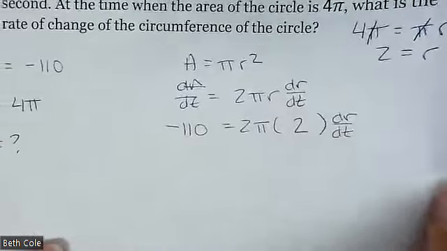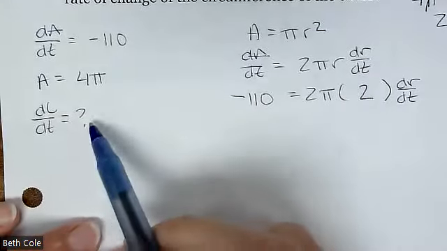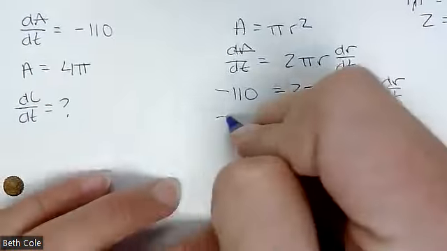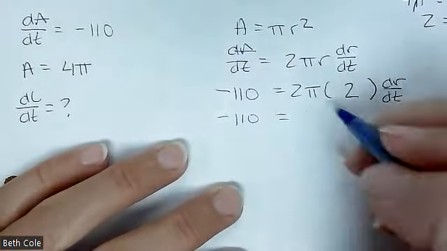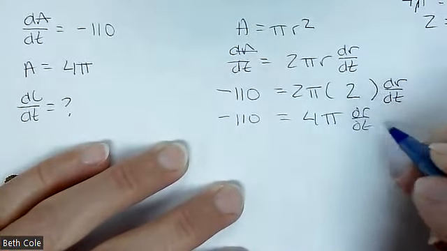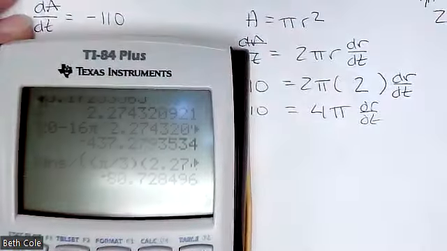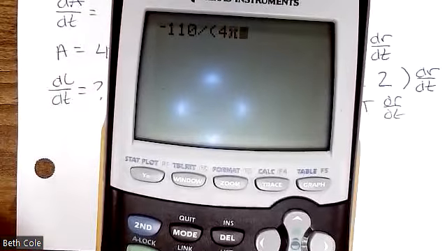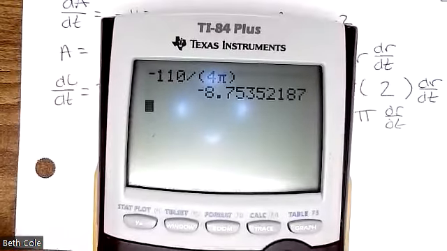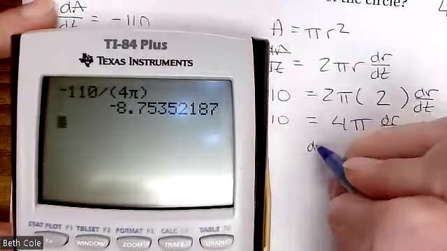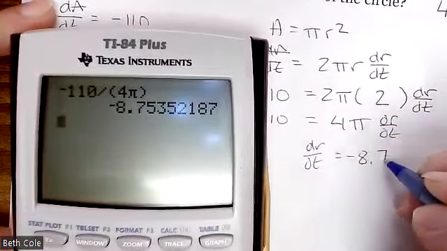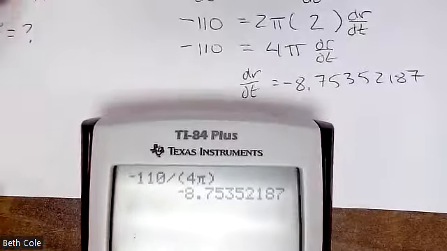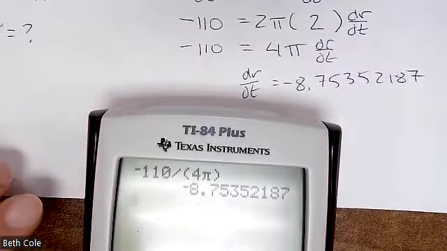Now, I know this feels kind of like, where are we going with this? Like you're solving for dr dt, and that's not what we need. But trust me, we're going to need that to answer the other part of the question. So kind of just like trust the process. So this would be negative 110 equals 4 pi dr dt. And then I'm going to divide by 4 pi. So clear all this out. We've got negative 110 divided by 4 pi. So that is our dr dt. And again, you're going to need all the decimal points. You can't round it off until you get to the very end.